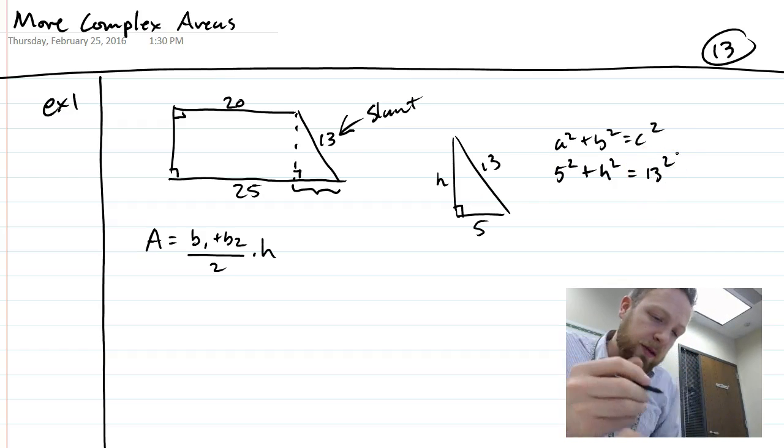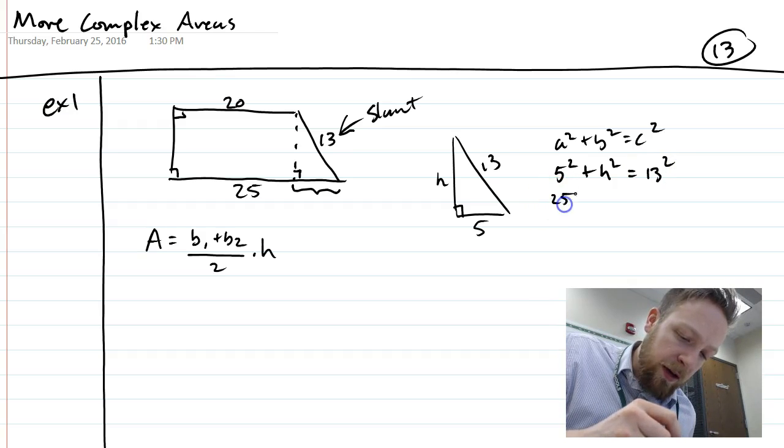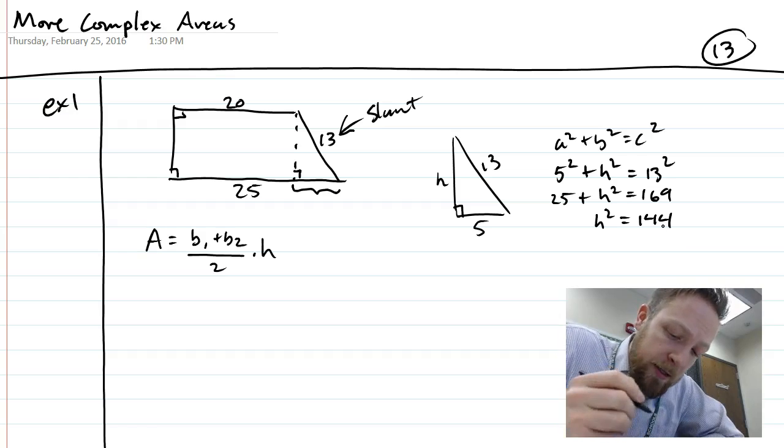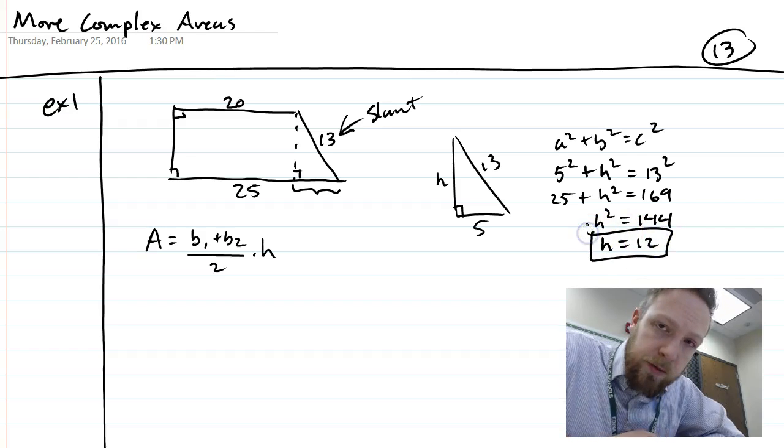So I would go to my calculator. It'd be 25 plus h squared equals 169. Subtract 25 on both sides, so I have 144. And then to get that h alone, I have to square root. So h would be 12. It's not always going to come out that nicely, but here it is nice. It's just an even 12. So now we know everything we need.